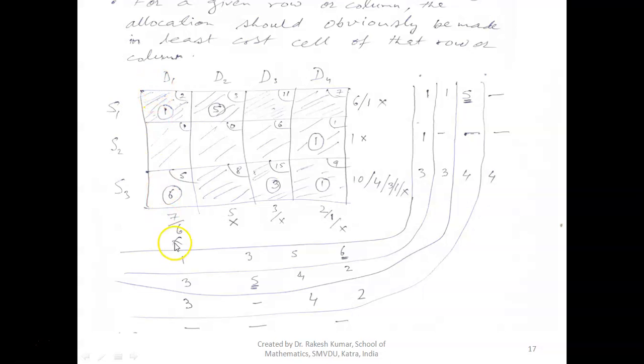Similarly for columns: 2 and 1, 1. 3 and 0, 3 minus 0, 3. 6 and 11, 11 minus 6, 5. 7 and 1, 7 minus 1, 6. So these are the differences along columns and rows for this table between the next lower and lowest costs.